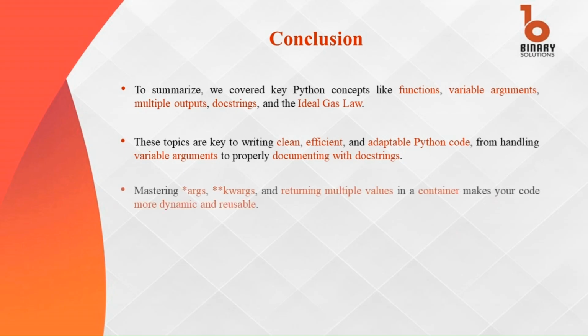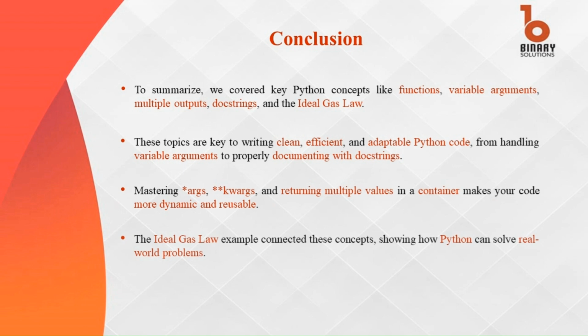By understanding how to use *args and double star kwargs, as well as returning multiple values in a single container, you can make your code more dynamic and reusable. The ideal gas law example tied these concepts together, demonstrating how we can use Python to solve real world problems. Keep practicing, stay curious, and continue experimenting to sharpen your skills.